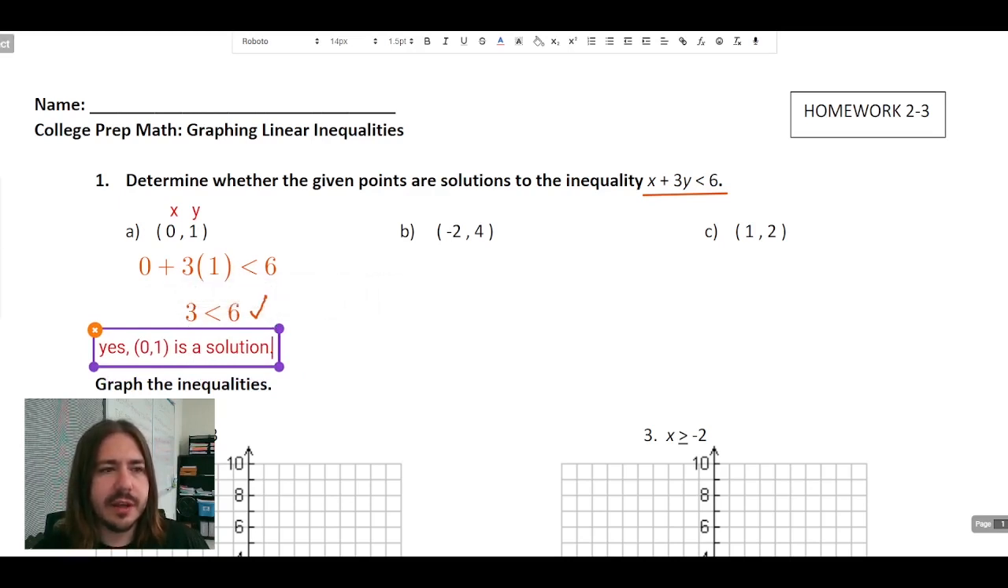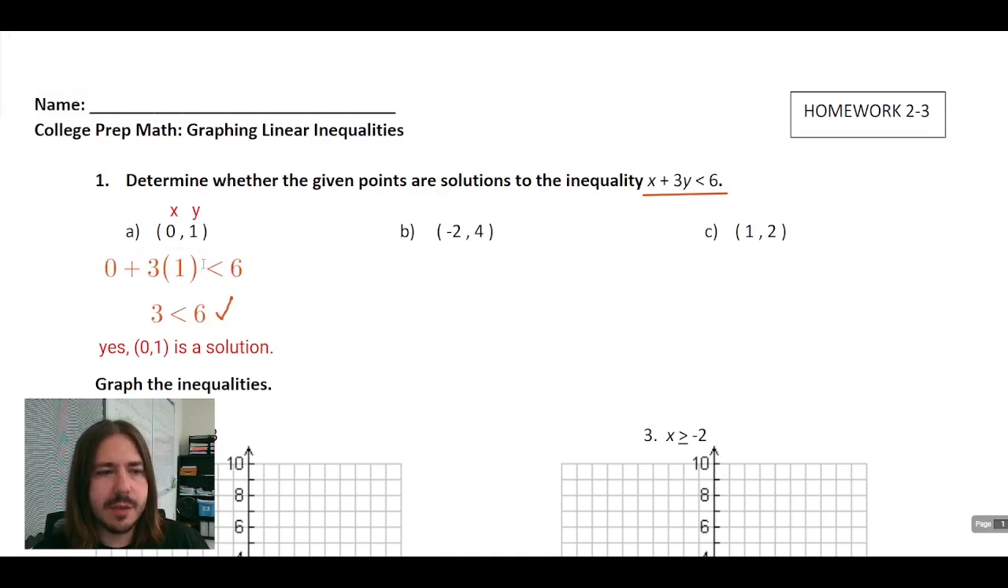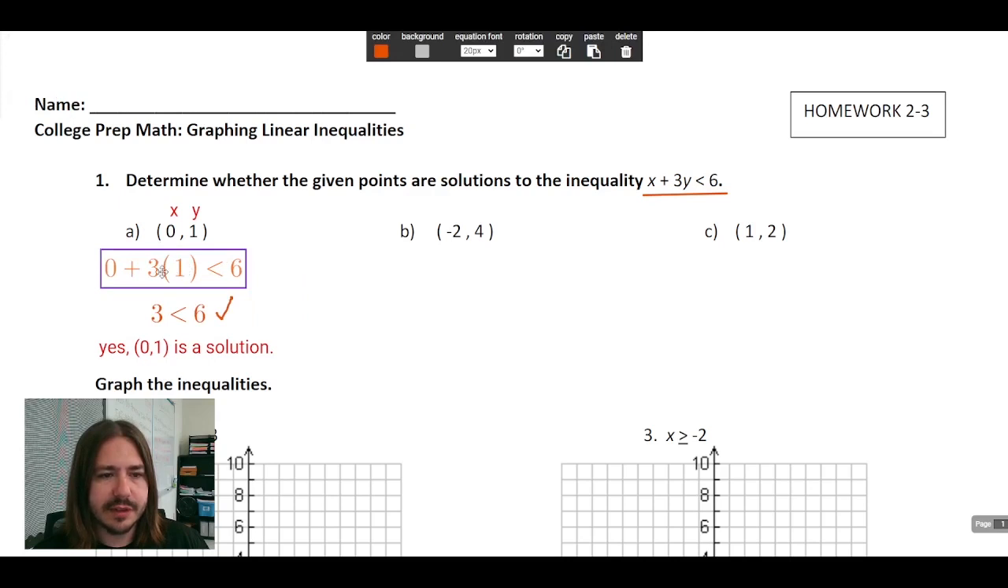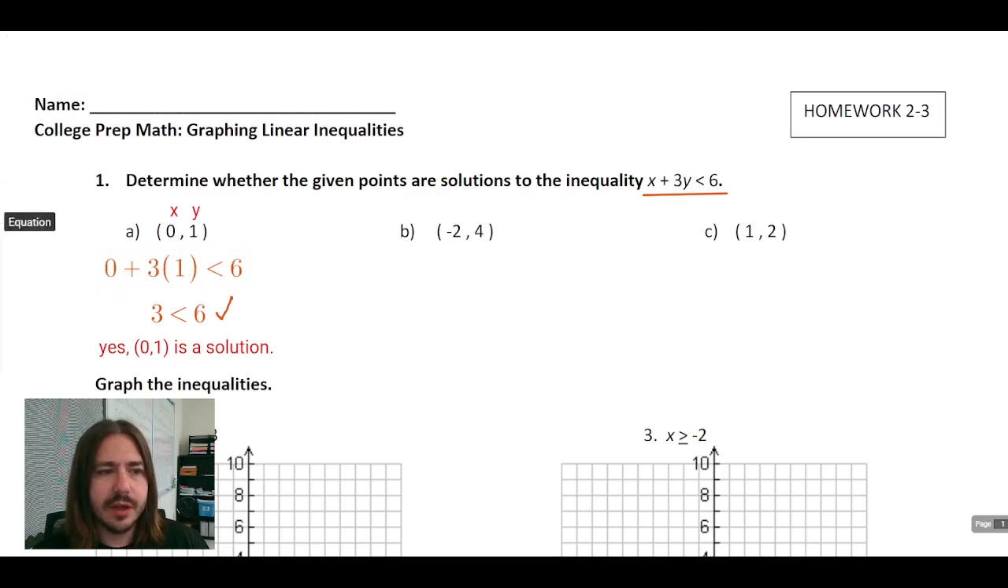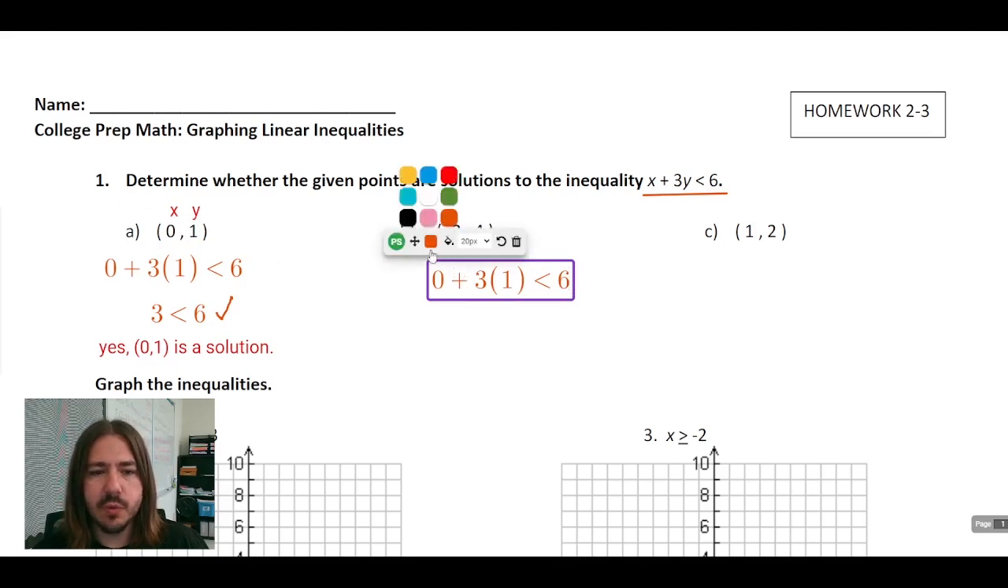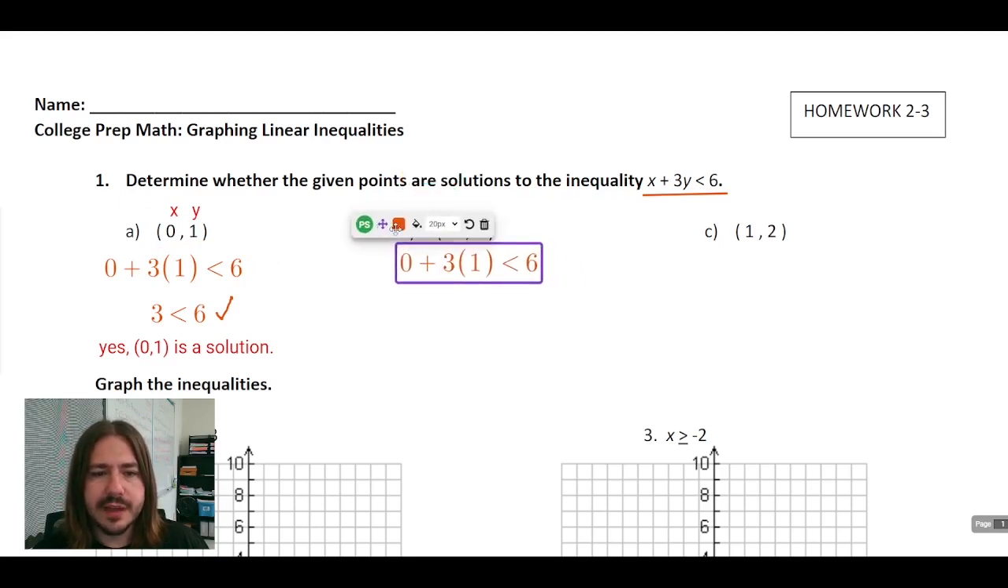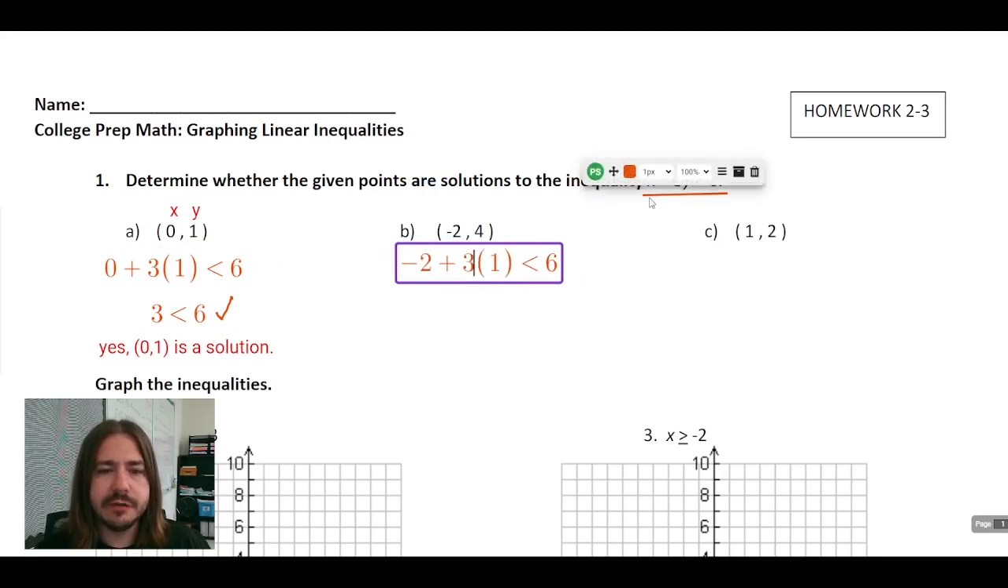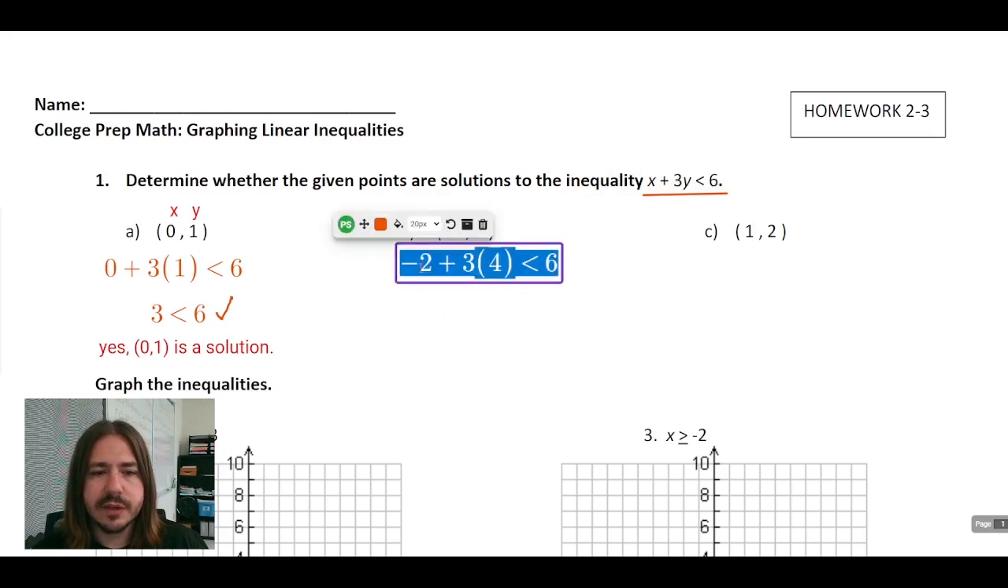So now we'll try the next one here using the same inequality, (-2, 4). It's the same exact process here, so I'm just going to copy all this, and instead of replacing x and y with 0 and 1, we are going to replace x and y with -2 and 4. I'm going to put -2 here in for x and 4 in for y. See what this thing equals.